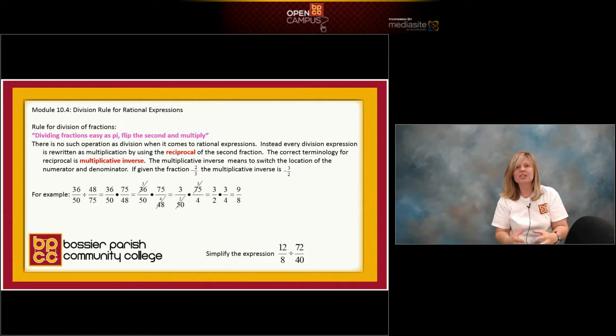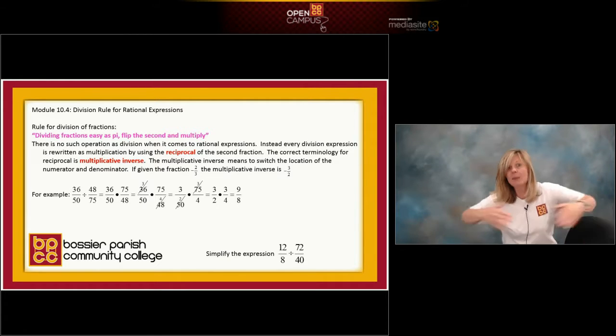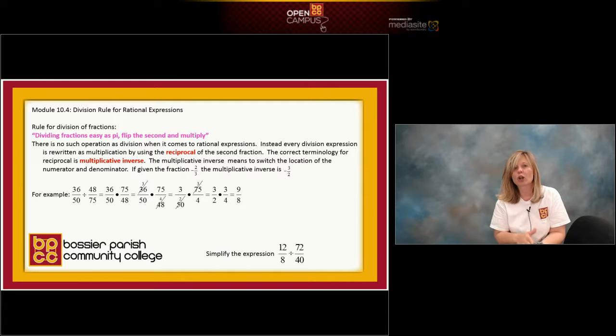So what happens in fraction land that we're in, with rational expressions, you really can't do division. You cannot perform the operation of division with fractions. I'm telling you. You cannot perform the operation of division with fractions. Instead, you're going to learn to rewrite the expression. And the operation that is the inverse of division is multiplication.